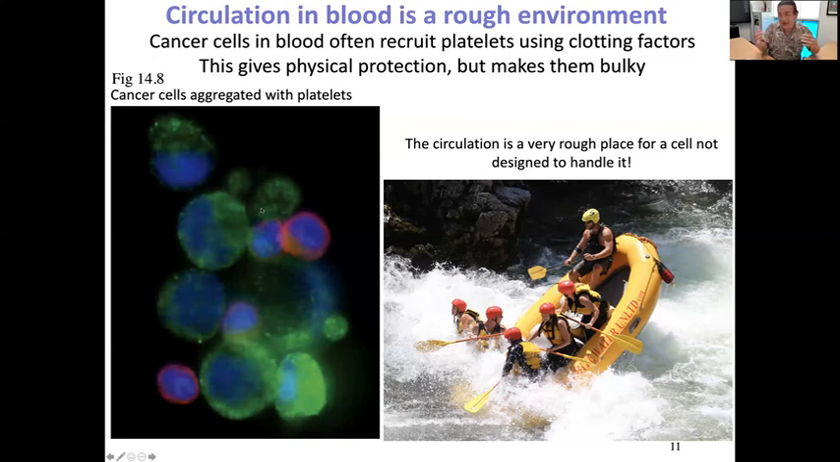So on the one hand, the platelets kind of protect the cancer cell, but this whole thing is being shoved through the capillary, right? Pushed by the blood flow. It's almost like, if you've ever gone whitewater rafting, right? It is a really rough place for a cell that's not designed to handle it. So as a result, what happens? A lot of cancer cells just get destroyed in the blood. They just literally get torn apart.